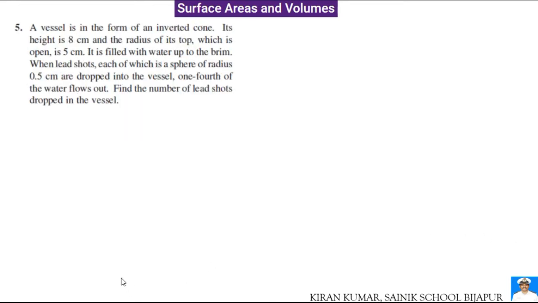Question number 5. A vessel is in the shape of an inverted cone. Its height is 8 centimeter. Radius of the top is 5 centimeter, which is open. It has to be filled with water up to its brim. When lead shards, each of which is a sphere of radius 0.5 centimeter, are dropped into the vessel, 1/4 of the water flows out. Find the number of lead shards dropped in the vessel.